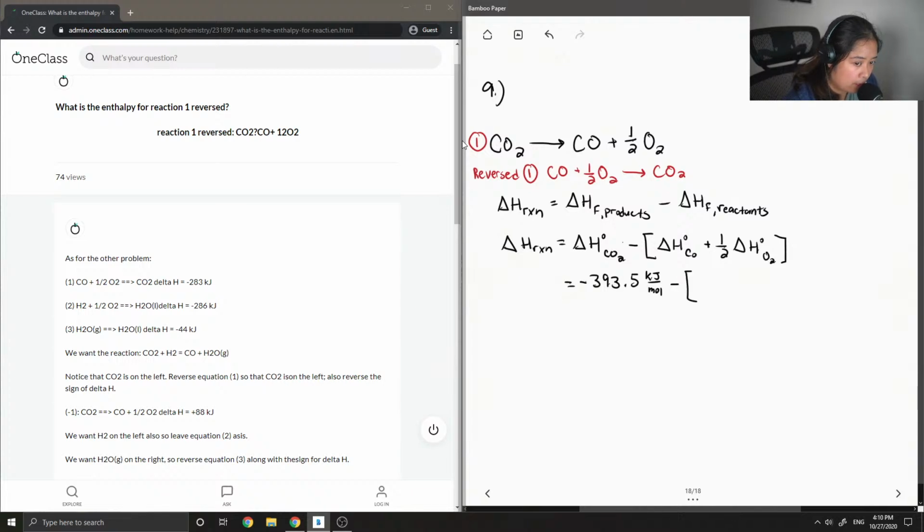For the delta H of carbon monoxide, its value is negative 110.5 kilojoules per mole. And then if you look at the delta H of an element such as oxygen, it's actually going to be 0. So that kind of just cancels itself out. And then we have the delta H of reaction going to be equal to negative 283.5 kilojoules per mole.